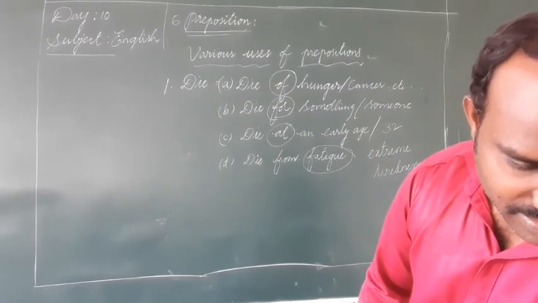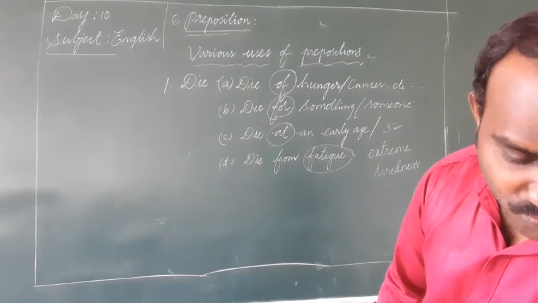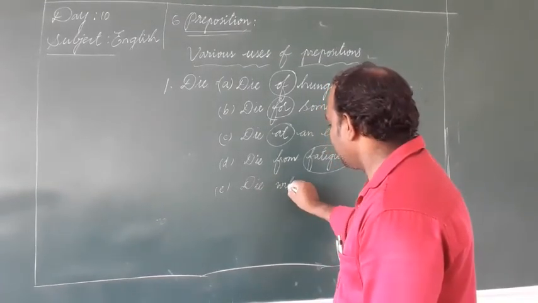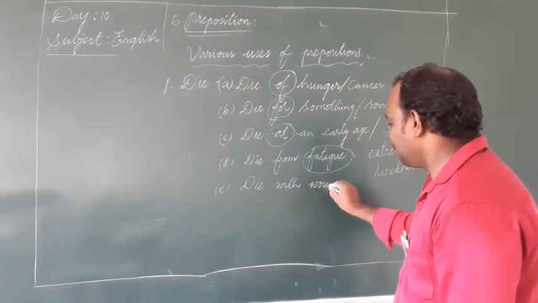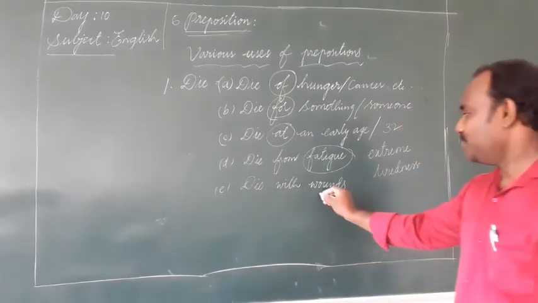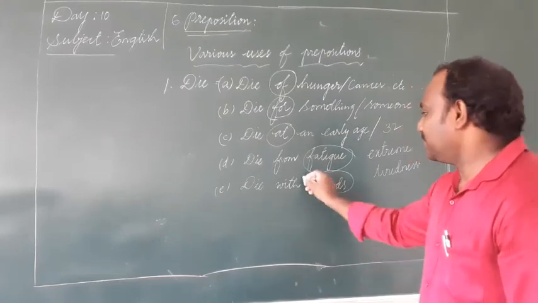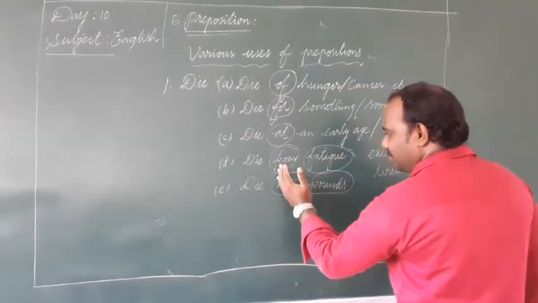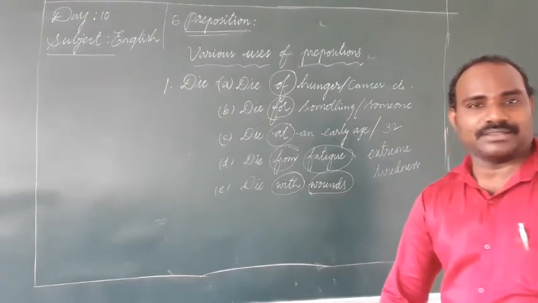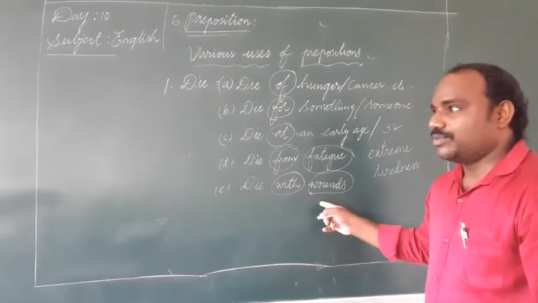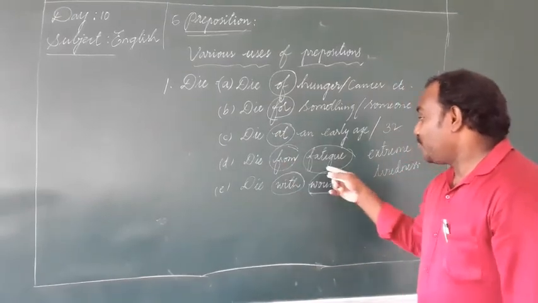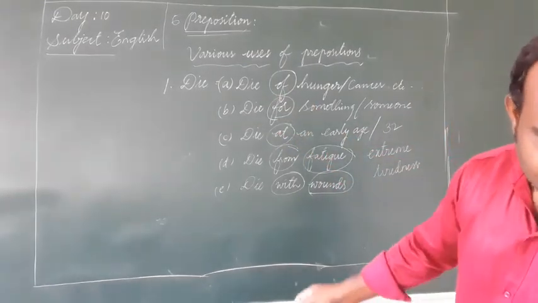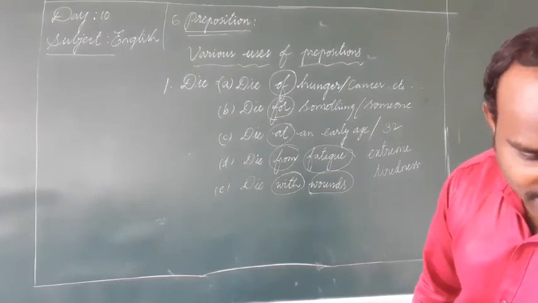Next, die of, die at, die for, die from, and another one, die with severe injuries, wounds or injuries. So this verb can be used with these different prepositions in different senses, different meanings. Die with injuries or wounds. Die from fatigue, extreme tiredness. Die at an age. Die for something or someone. Die of cancer. These are the ways in which we use die with different prepositions.